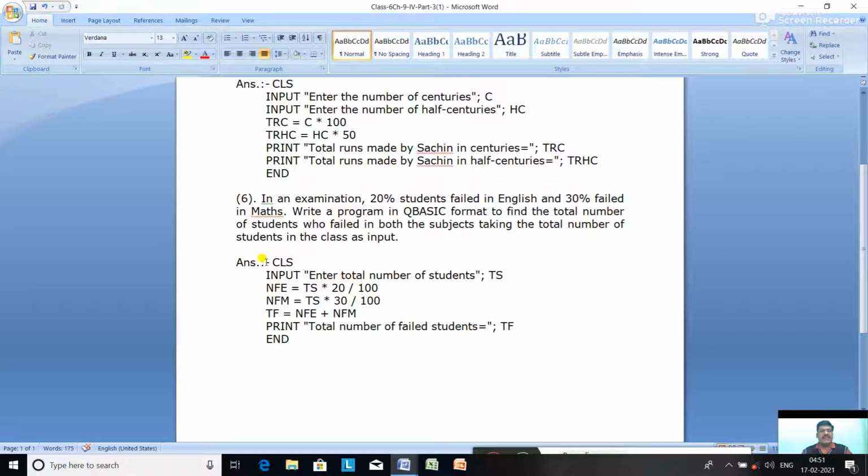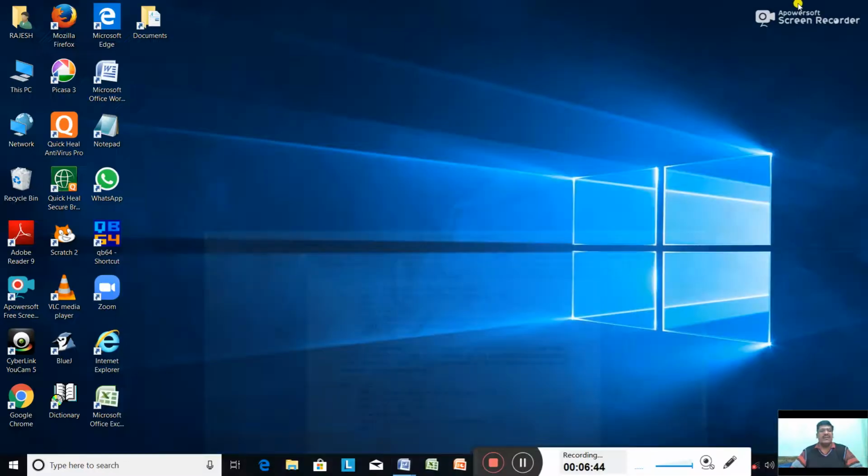So let us start. CLS to clear the screen. Input enter total number of students, TS. NFE, number of students failed in English, is total students TS into 20 by 100, 20%. NFM, number of students failed in maths, is TS into 30 by 100. TF, total number of failed, is NFE plus NFM. Print total number of failed students TF. Very simple program. Check the output.